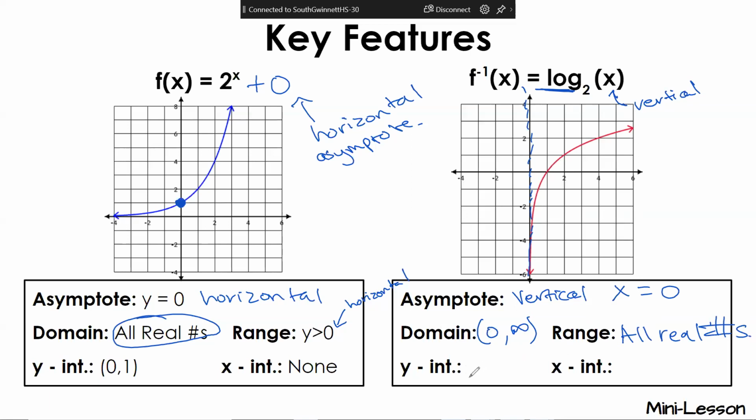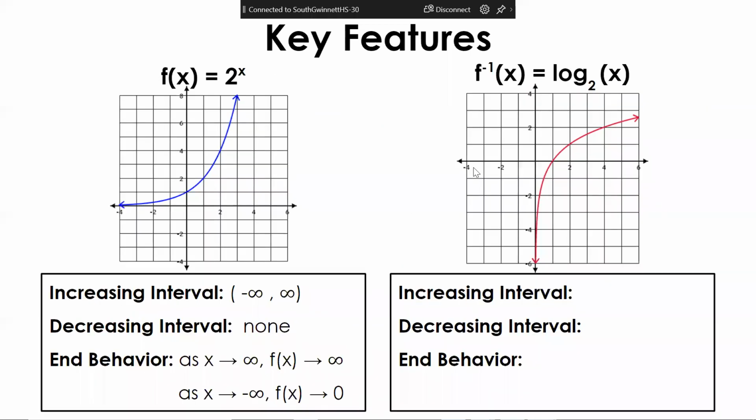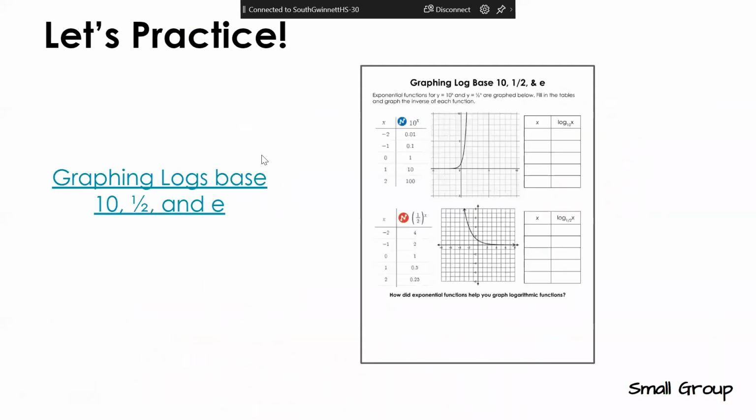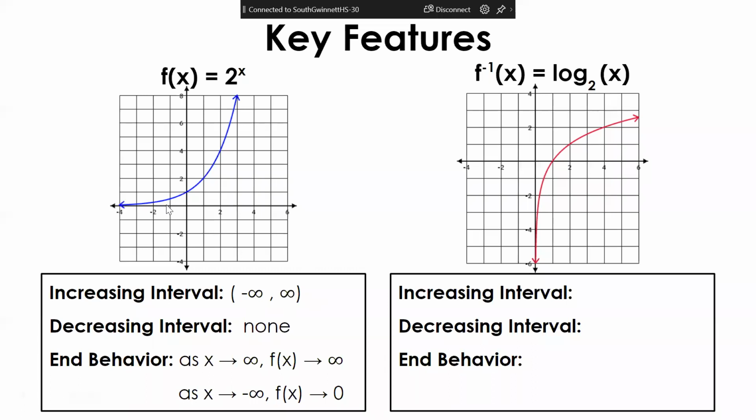For our y-intercept, it doesn't cross the y-axis, so we're going to put none. And then for our x-intercept, we're going to put 1, 0. What do you notice between these two? They're switched between these two because they're inverses of each other. So it's increasing the entire time, right? Increasing the entire time. It's not decreasing.